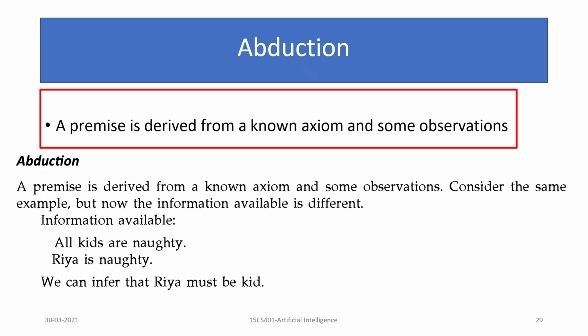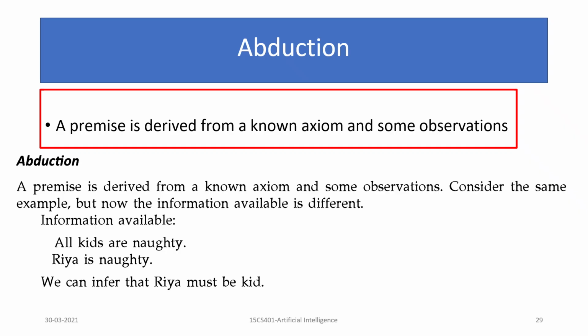Moving to the last type of inference, abduction. It is mainly based on observation-based explanation. It starts with the observation and finds the most likely explanation. The structure is that the observation is processed with the cause, and the premise is derived from the known axiom and some observation. Consider an example: all kids are naughty, Ria is naughty. From the information available, we can infer that Ria must be a kid.